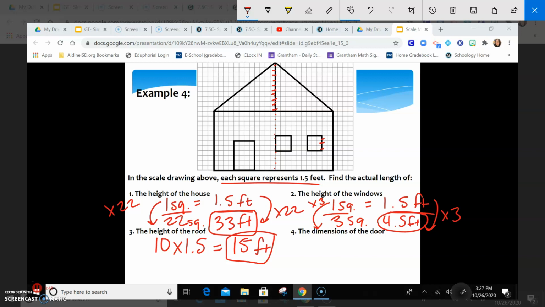And then lastly, the dimensions of our door. 1, 2, 3, 4, 5, 6, and 1, 2, 3, 4. For the height of the door, it was 6 squares, so I would do 6 times 1.5. If you don't know what that is, you can put it into your calculator. That gives me 9 feet. The width of the door is 4 squares times 1.5, which is 6 feet. So the dimensions of the door are 9 feet by 6 feet. It's 9 feet tall and 6 feet wide.